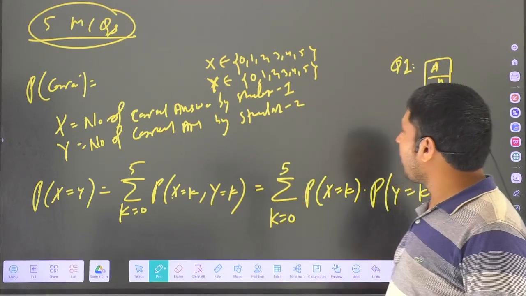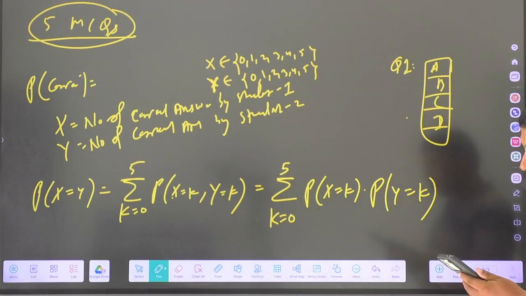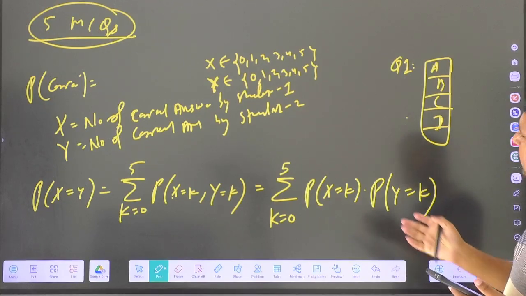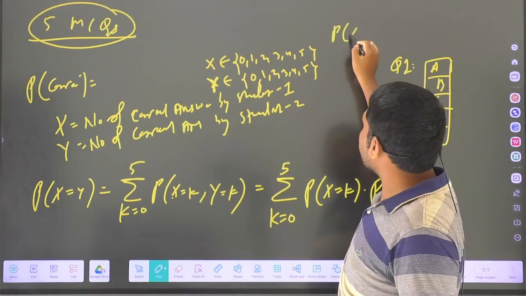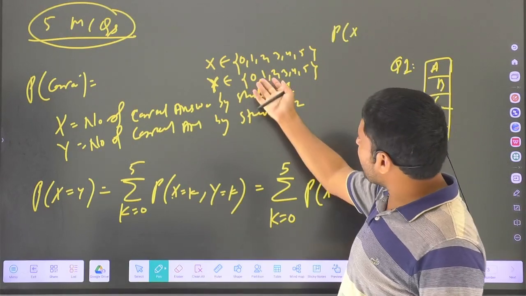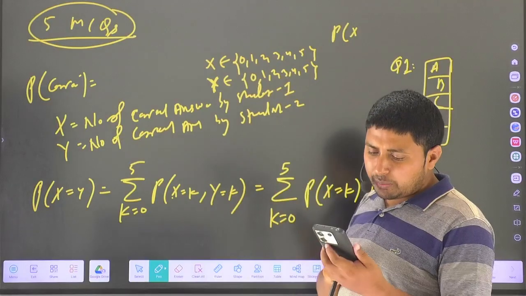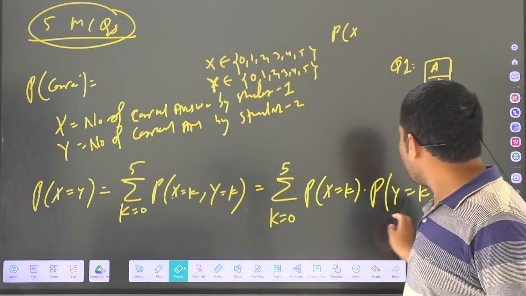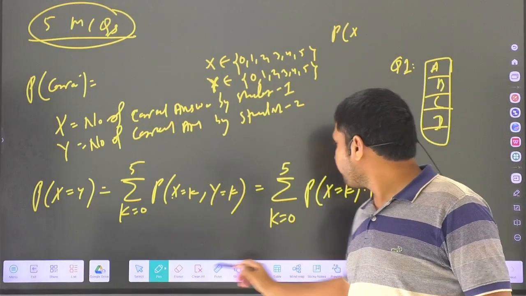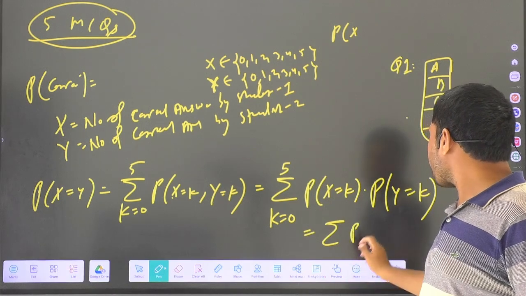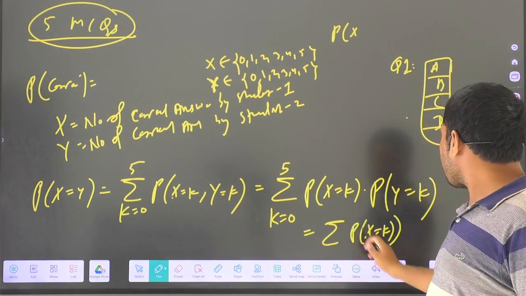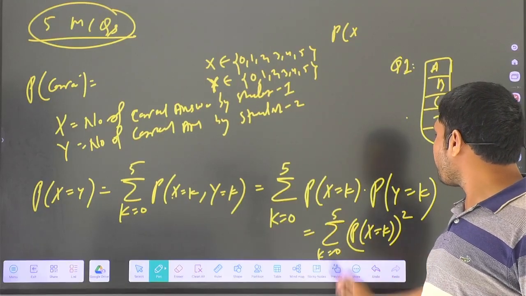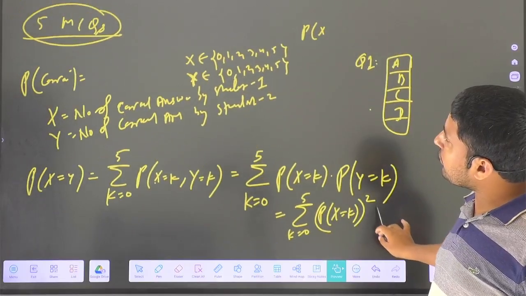ठीक है? Now, you find what is the probability that x is 0. You find it separately. I think they are identically distributed also, because both have the same guessing. So I think they are identically distributed, so we can write it as summation of probability x is equal to k, whole square, k from 0 to 5. Now you find this value.